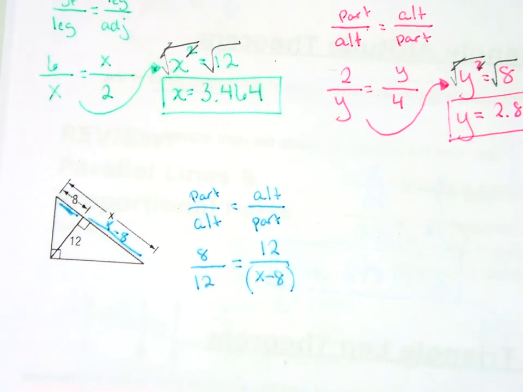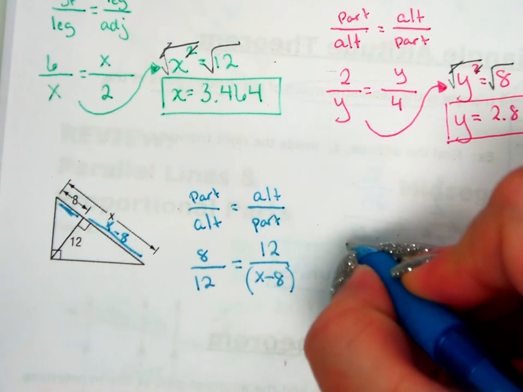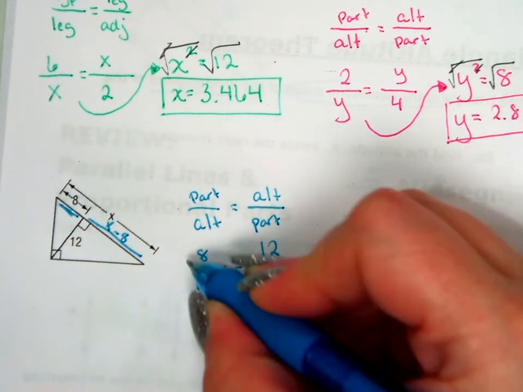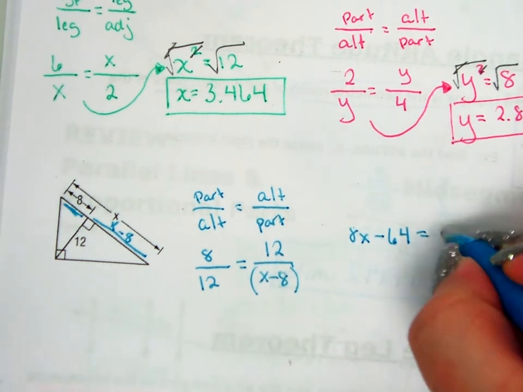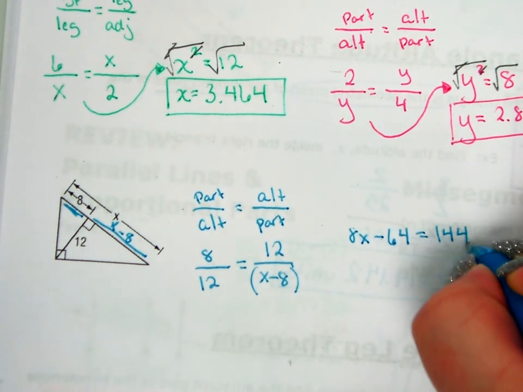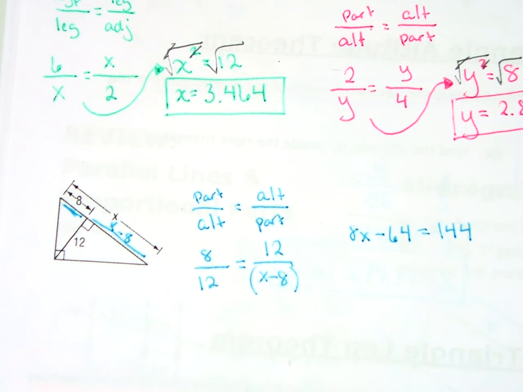When you cross multiply, it's important to remember that you have to cross multiply the whole thing, x minus 8, right? So when I cross multiply, I'm going to get x times 8 and 8 times negative 8 equals the other side, 12 times 12, 144. Did I lose anybody there? We're all okay? All right.